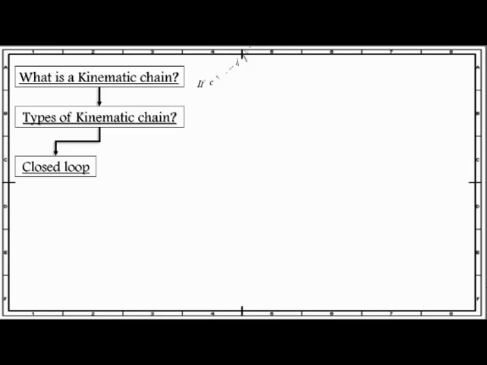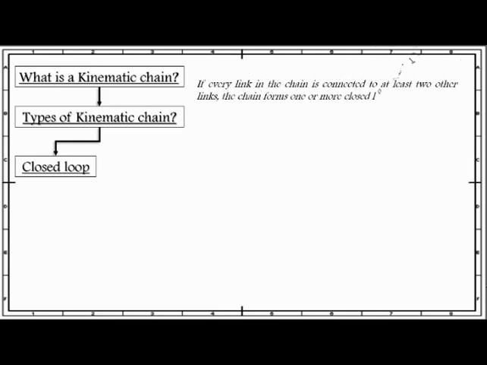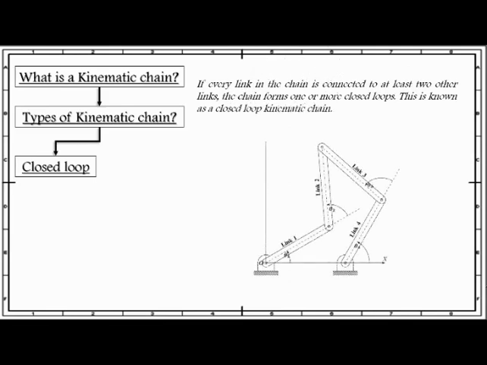If every link in a chain is connected to at least two other links, the chain forms one or more closed loops. This is a closed loop chain. As we can see in the figure, all the links are connected to at least two other links. For example, link 1 is connected to link 2 and link 5.